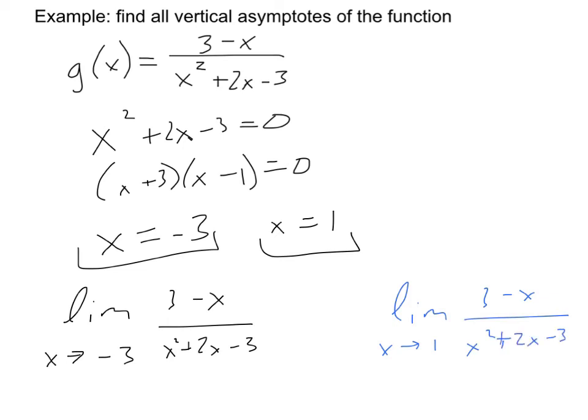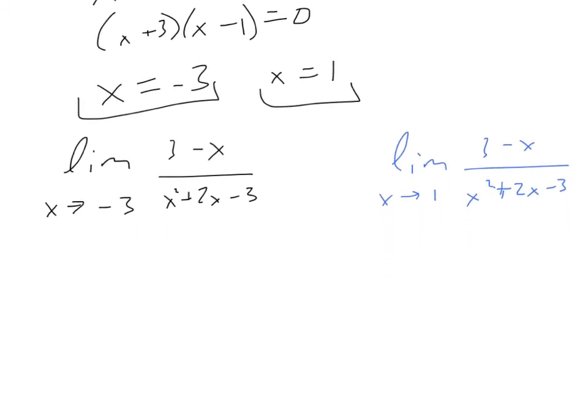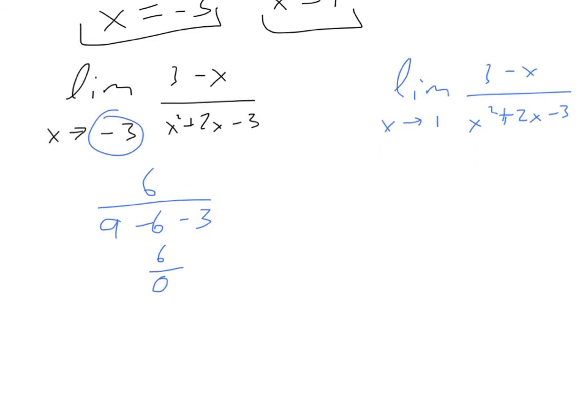Okay. In both of these cases, we remember that we're supposed to try and evaluate limits by attempting to evaluate the expression for the given value. So when I attempt to plug in negative 3, I'm going to end up with 6 over 9 minus 6 minus 3, so that's 6 over 0. So right away we can tell that we have a vertical asymptote at x equals negative 3. We'll now look into the other one.